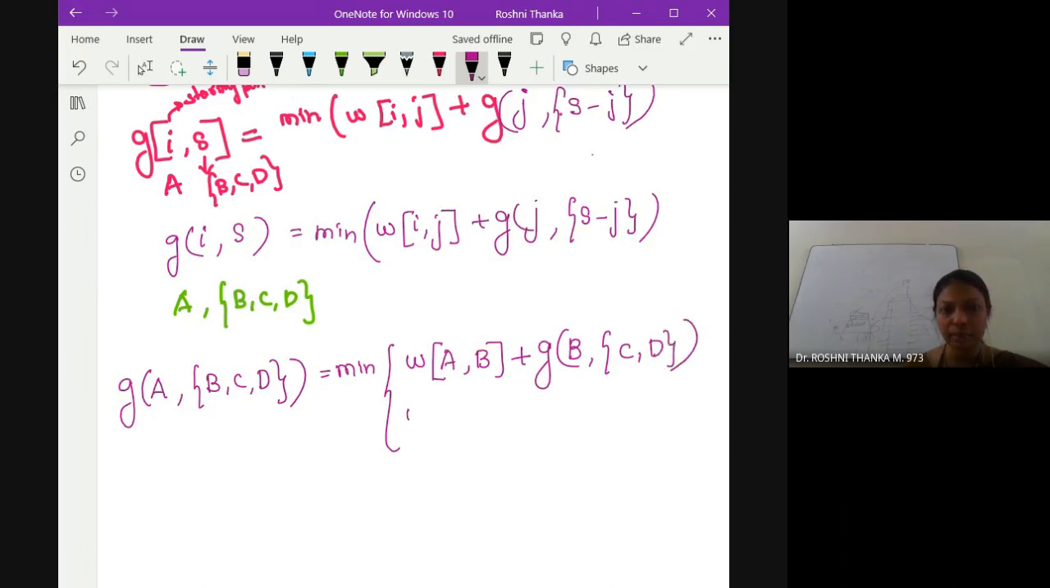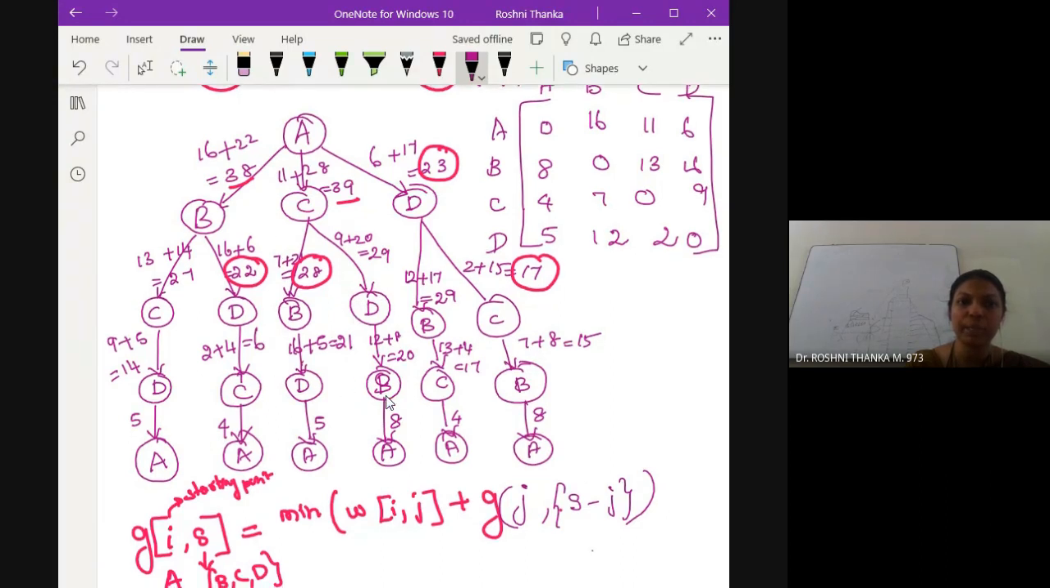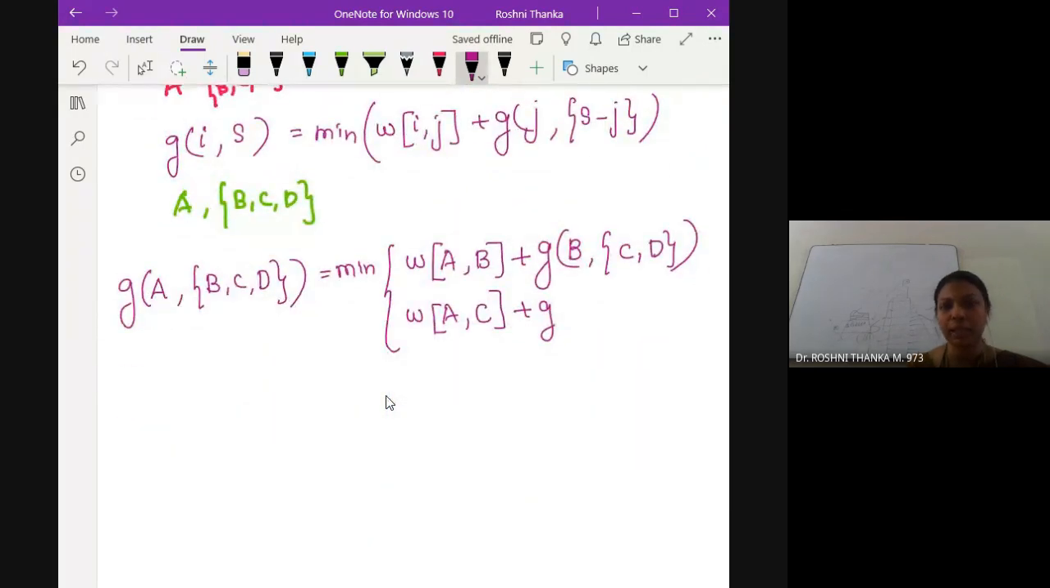One of the cases: weight of starting from A, instead of going to B, I can go to C also. So if I go to C, then what is the other recursive function? For example, now I came from A to C. So for the rest, either I can go from here or here. So again for this, I have to make a recursive call, either B to D or D to B. We will write it once again for the recursive call.